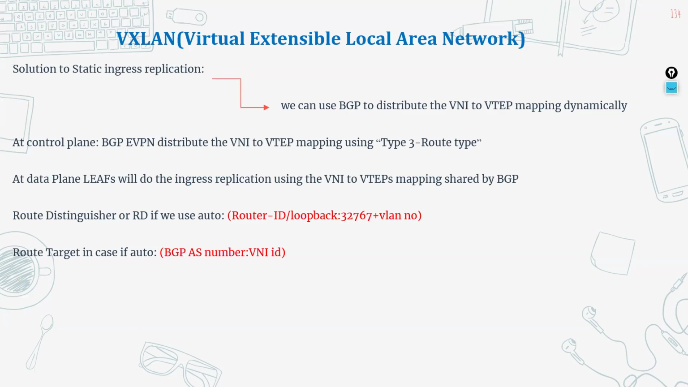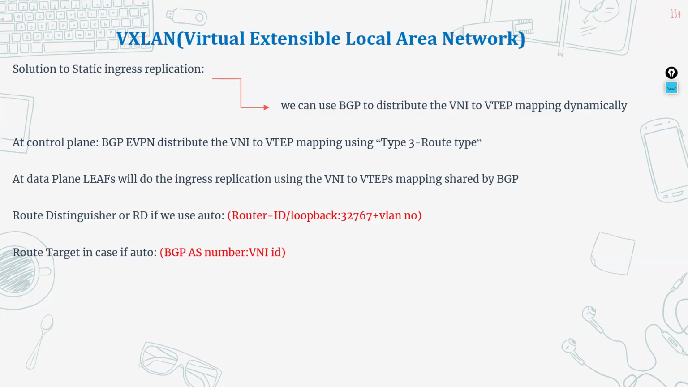As you can see on the screen, the solution to static ingress replication is that we can use BGP. What BGP is going to do for us is distribute the VNI to VTEP mapping dynamically, right? This was our main pain point because we had to do manual configuration for VNI to VTEP mapping. So at the control plane level, BGP EVPN is going to distribute the VNI to VTEP mapping.